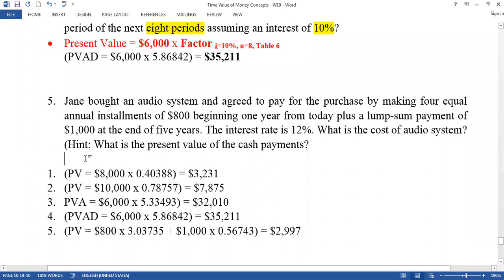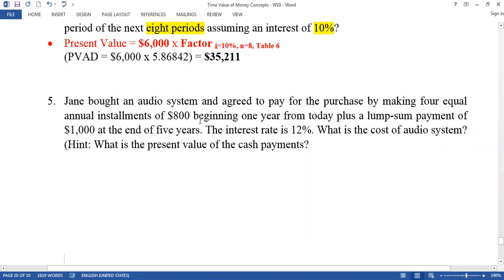Now, question 5. Question 5 says that Jane bought an audio system and agreed to pay for the purchase by making 4 equal annual installments. So the keyword is here: 4 equal annual installments of $800, beginning 1 year from today. So what is the meaning of beginning 1 year from today? Is it today or not?